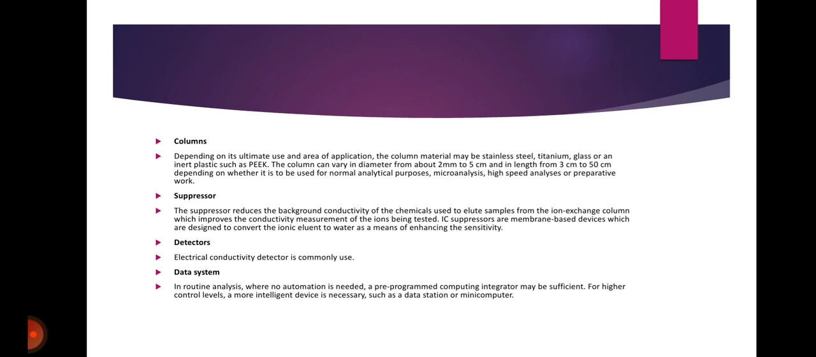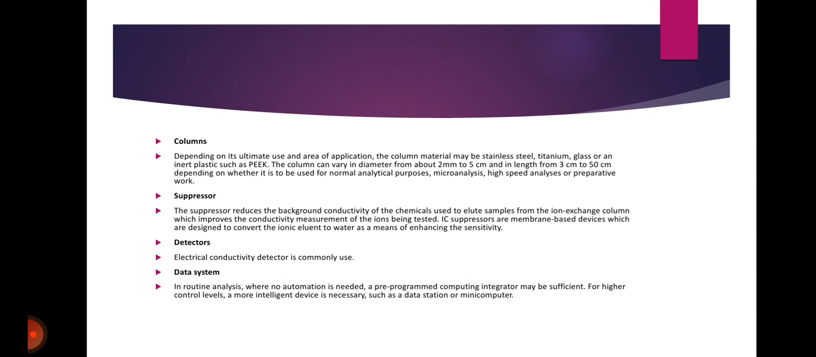Now, columns. Depending on its ultimate use and area of application, the column material may be stainless steel, titanium, glass, or an inert plastic such as PEEK. The column material generally used has to be non-reactive. The column can vary in diameter from about 2 mm to 5 cm and in length from 3 cm to 50 cm, depending on whether it is to be used for normal analytical purposes, microanalysis, high-speed analysis or preparative work.